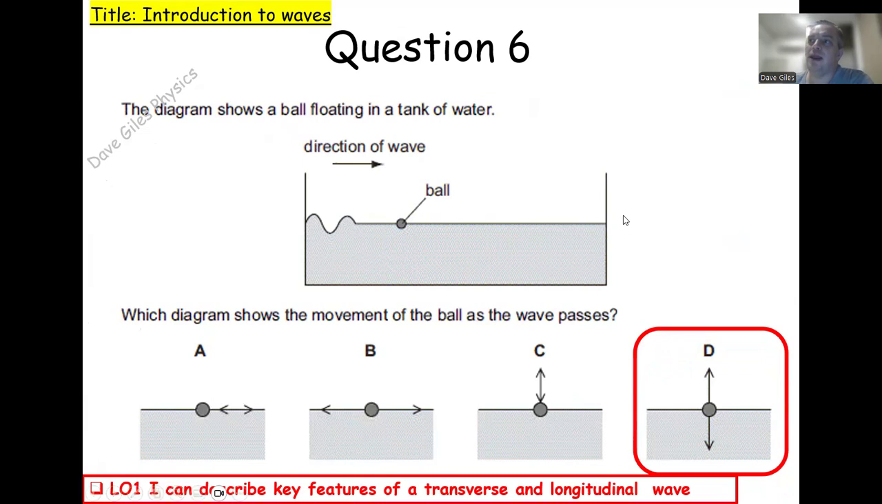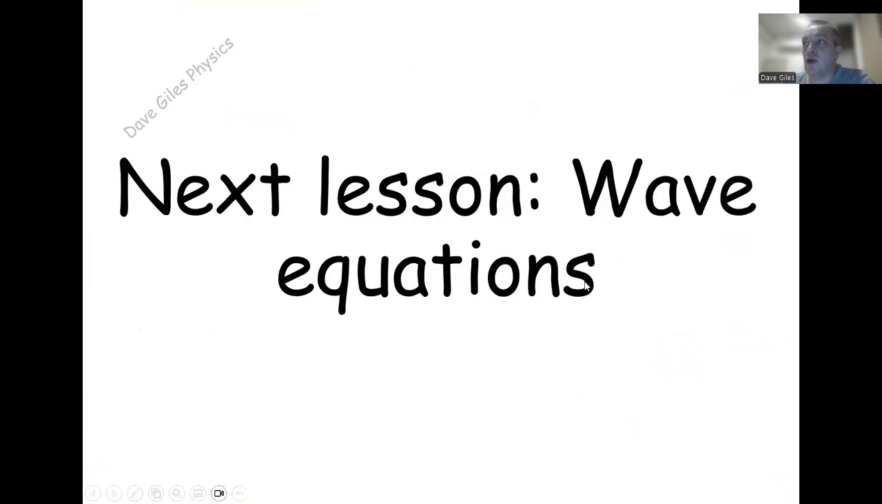Okay, and that completes today's lesson, describing key features of transverse and longitudinal waves. The next lesson, which I'm going to upload straight away, will be on the wave equations. So thank you very much, everyone, and I will see you in the next lesson.